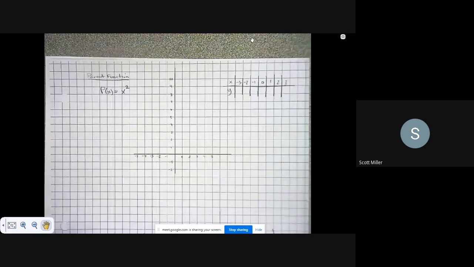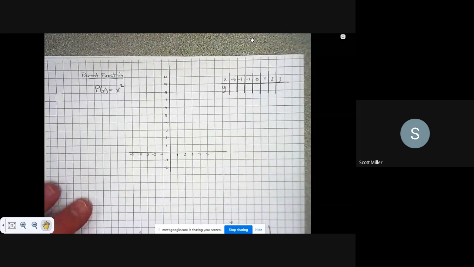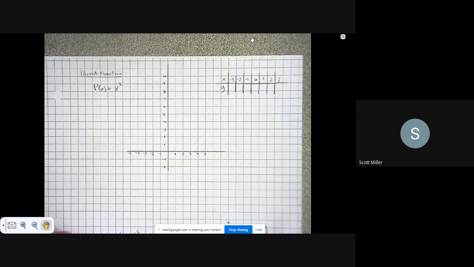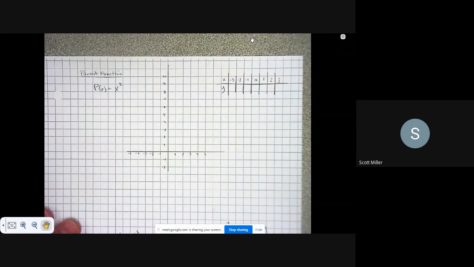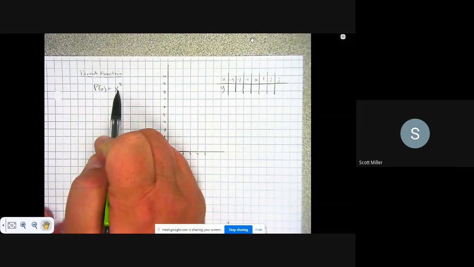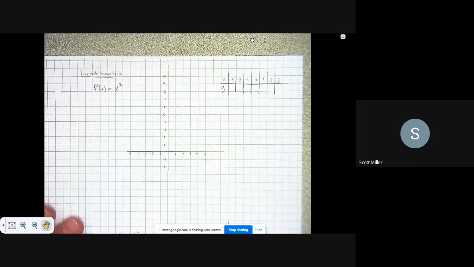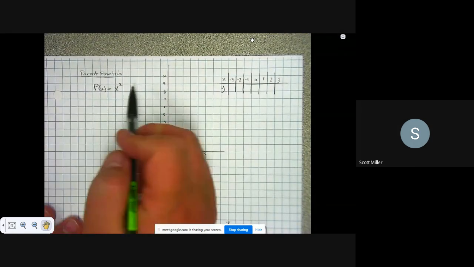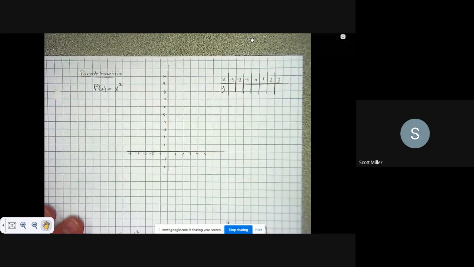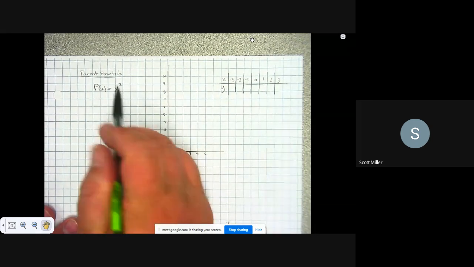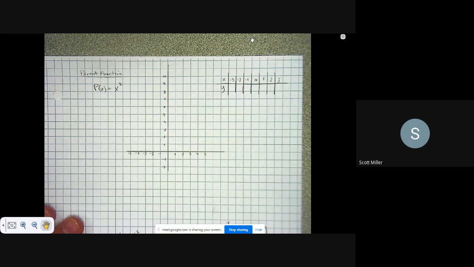To start, let's figure out what the parent function looks like. The parent function is the function that all quadratics are related to, x squared. All quadratic equations are related to this one through some forms of transformations. So when we look at unknowns, we're going to see how these unknowns change the graph from the parent.